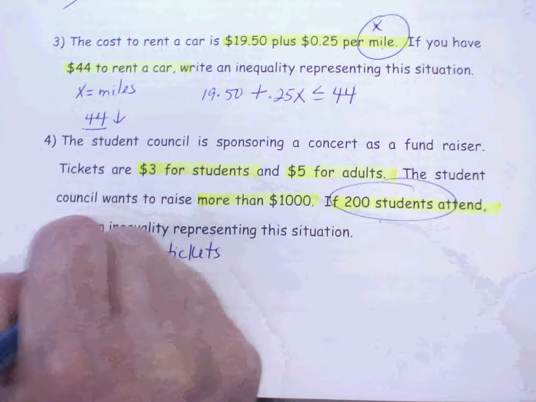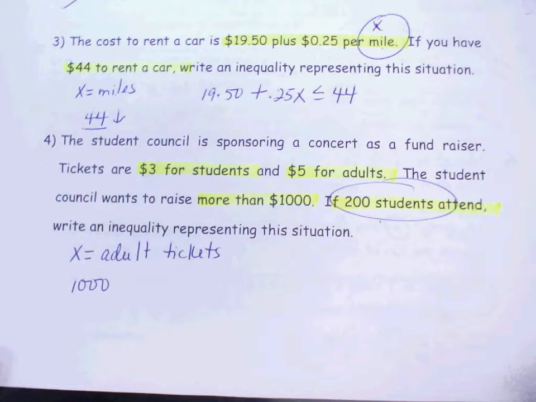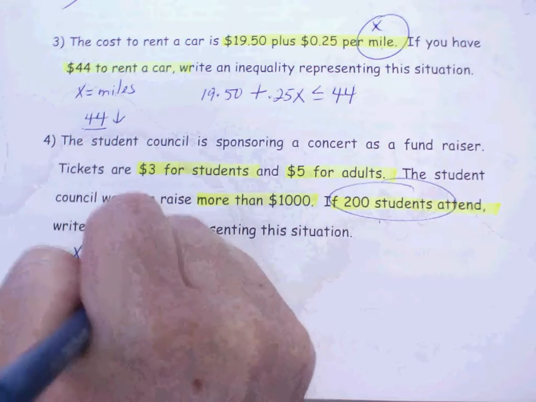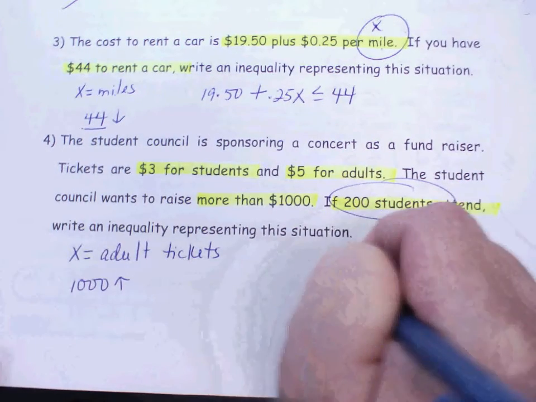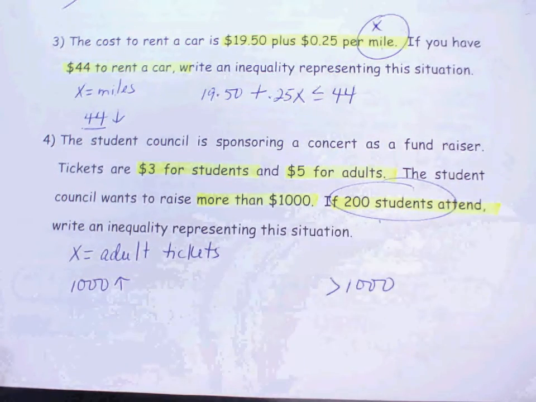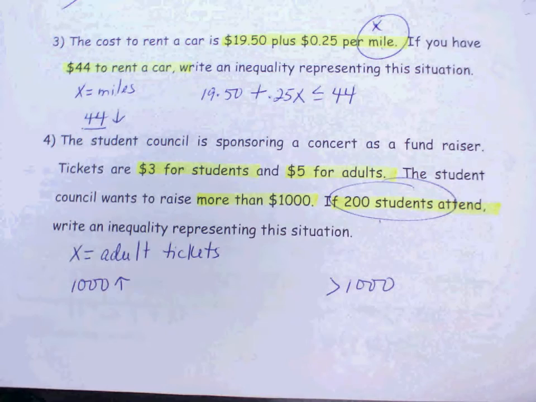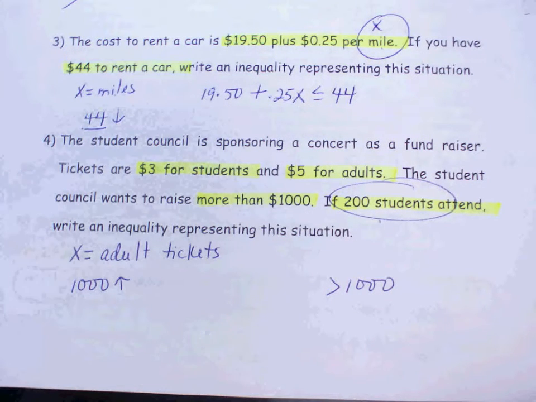200. All right. How much money do they want to raise? Do they want to raise $1,000 or more than $1,000? More than $1,000. So that has to be greater than 1,000. Not equal to, because they want more, right? They want more than. So it cannot be equal to.